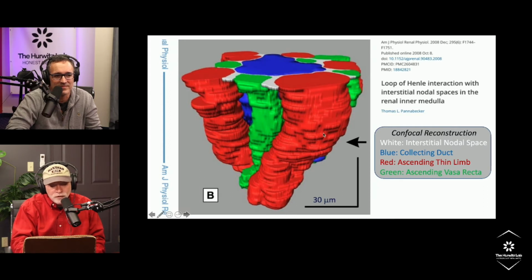And why don't you describe what you see here? Let me first outline the colors. So the white is these interstitial nodes. That's the interstitium, and you can see it's kind of squished. The center of attention, of course, is the collecting duct.